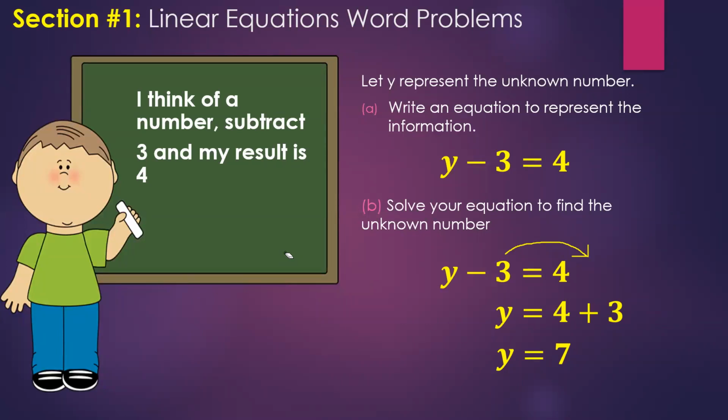Yes. Okay, and Natalia, can you explain how we got y is equal to 7? So you will carry a 3 over the equal sign. And when you carry the 3 over the equal sign, you would turn the negative 3 into a positive 3. Then you would add them, and then y equals 7. Okay, y is equal to 7.